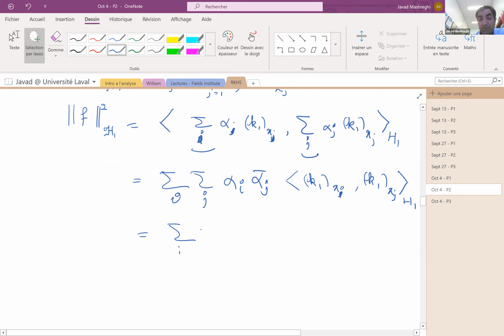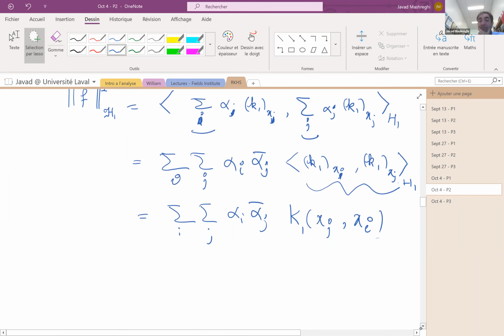And now, so alpha j. We know what this is. It's the value of this kernel at point xj. So it's k1 xj xi. The value of this at the point xj is precisely equal to this.